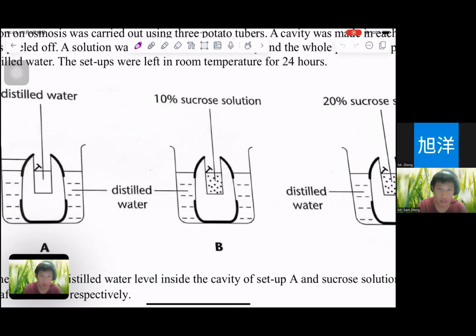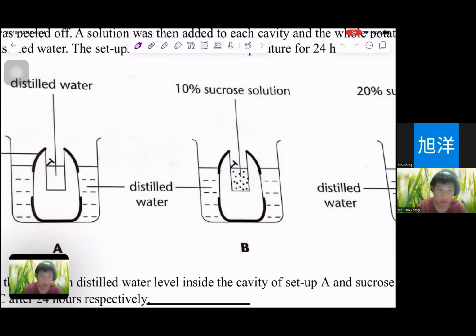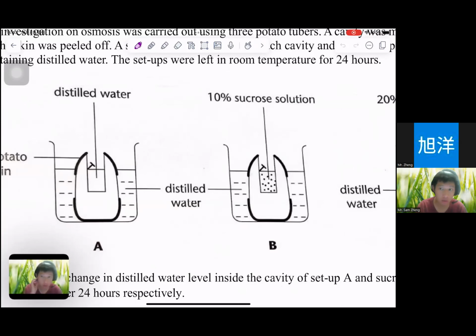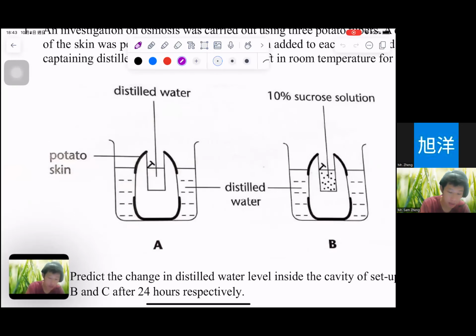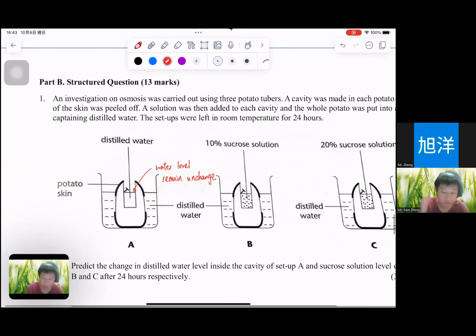You will see that I think most of you do agree that the water level of setup A will remain unchanged. The water level here will remain unchanged, probably after 24 hours.